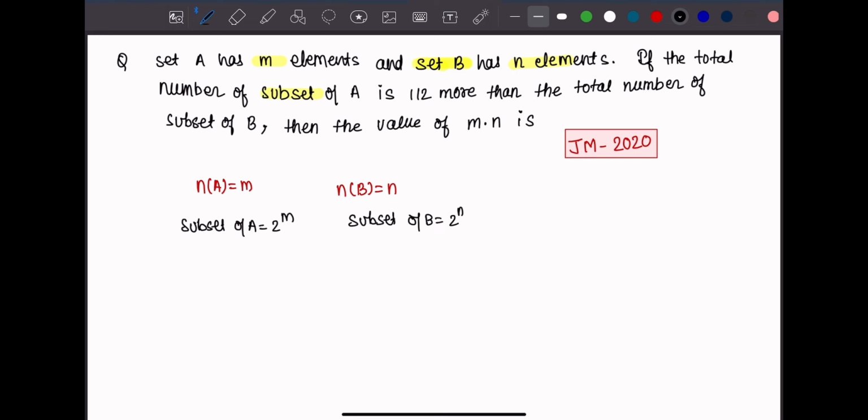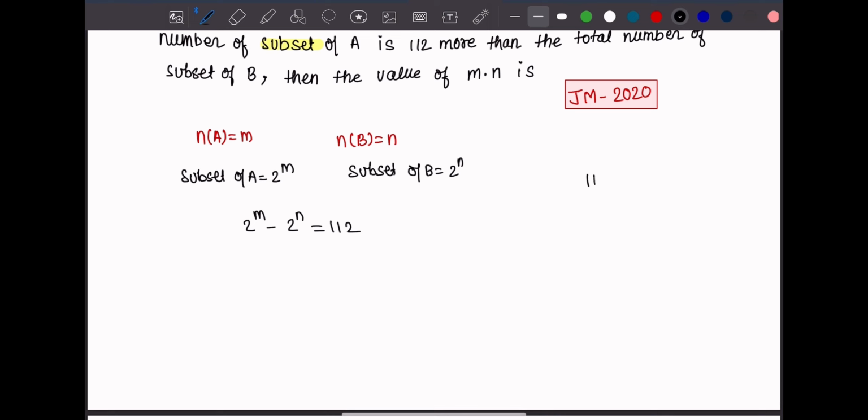Now the information given is: if the total number of subsets of A is 112 more than the total number of subsets of B, which means the difference 2 power m minus 2 power n is 112. So 2 power m minus 2 power n is equal to 112. Now the first method is hit and trial: use different values of m, substitute, and we will get our answer. Otherwise, factorize 112.